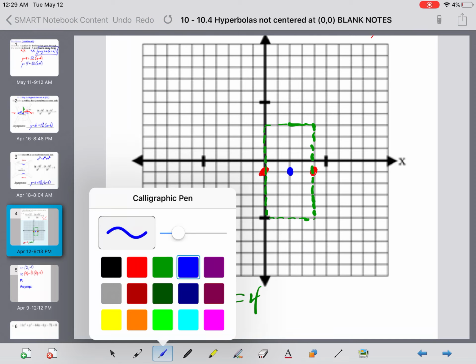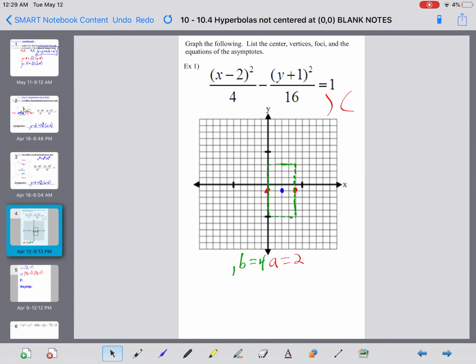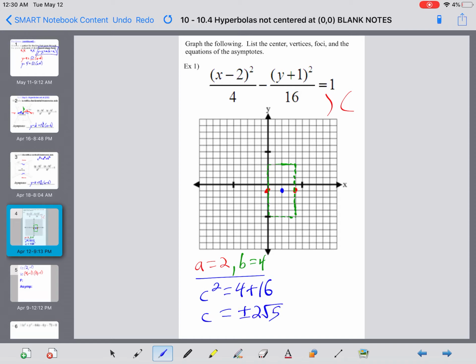All right, and now to find the C value. I'll do that in blue. To find the C, same equation from last week. The equation is C squared equals A squared plus B squared. So when you add the 16 to the 4 and you square root everything, you're going to get the square root of 20. That's plus or minus 2 square root of 5. So again, when we label these points, we want to keep them exact. When you graph them, though, you have to kind of think about the decimal equivalent.